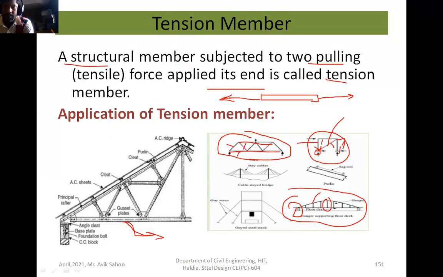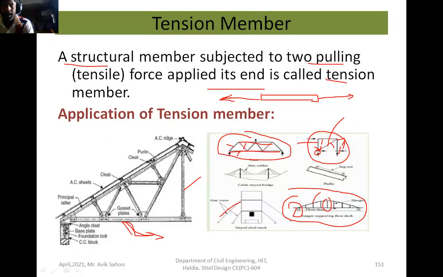In this type of structure, the steel water stack, this rope is in tension, and you see that these are the diagonal members. Diagonal members are either in tension or compression. This is a bottom tie member. Bottom tie members are always in tension, so this member is also in tension. These members are in compression, the rafter. So you see the many applications of tension members.